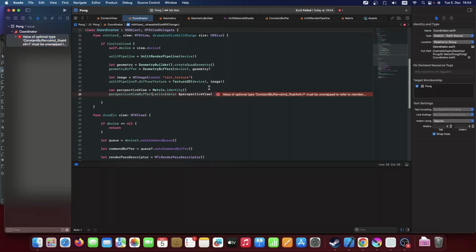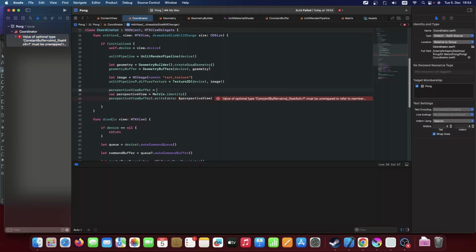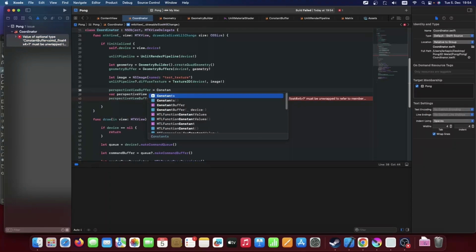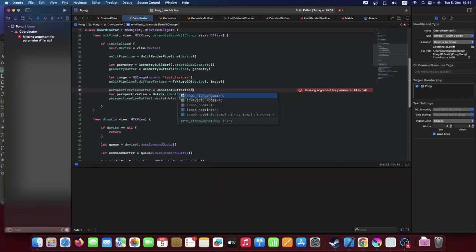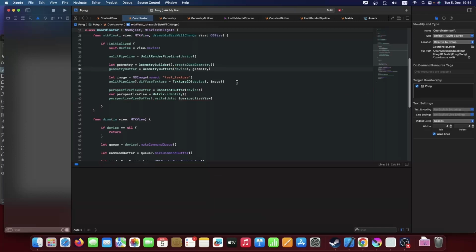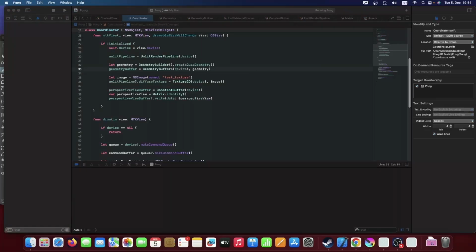It needs to be unwrapped, but I haven't created it. Sorry about this. I usually don't use Swift that much, to be honest, but I think we're good now. Almost. Device, unwrap it as well, and finally we're good. Okay, cool.